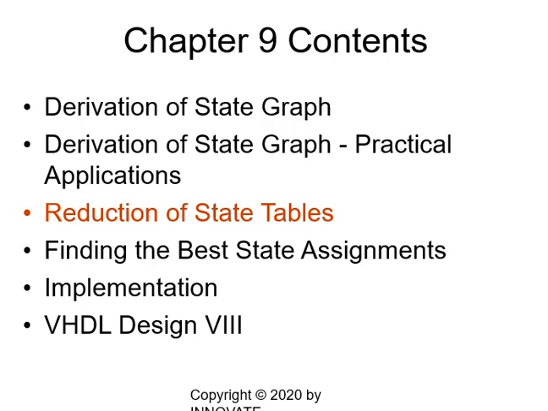In Chapter 9, we talked about the derivation of state graphs as the first important step in the design of synchronous sequential machines. Then we talked about practical applications, and then we started with the reduction of state tables, and we talked about 4 methods to reduce state tables. And today we will talk about a subject related to the reduction of state tables, which is equivalent state machines. Then we will talk about state assignments. Then we'll cover all possible implementations with flip-flops and programmable logic devices.